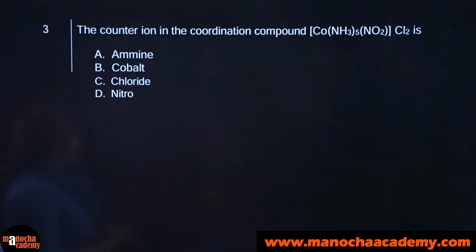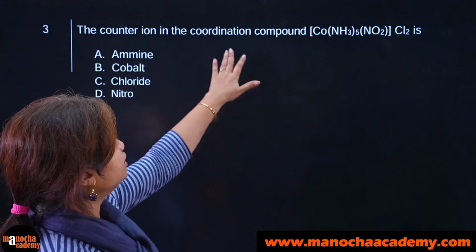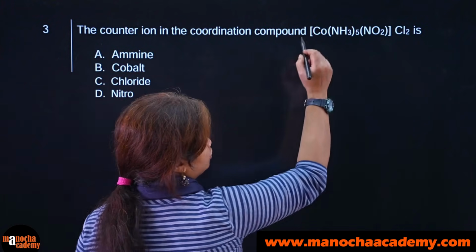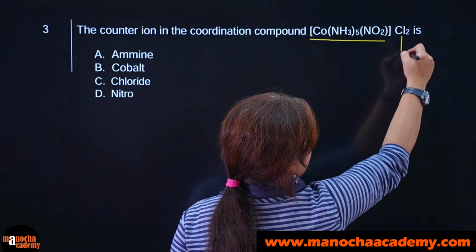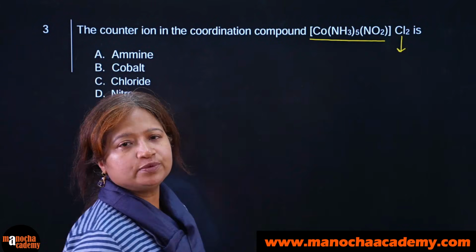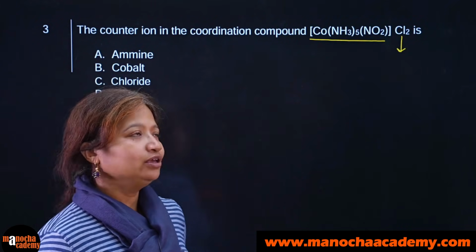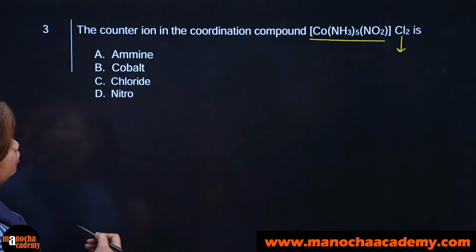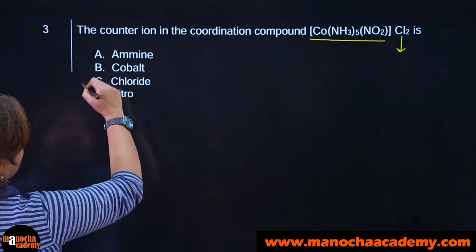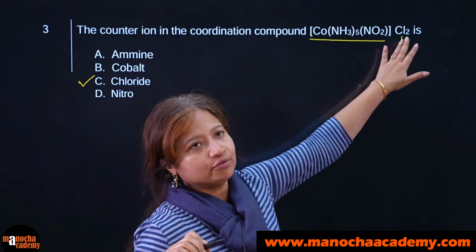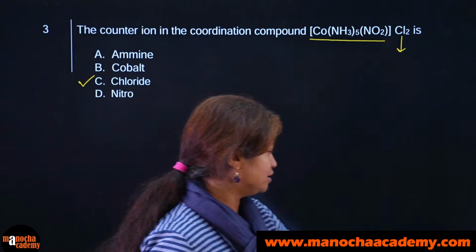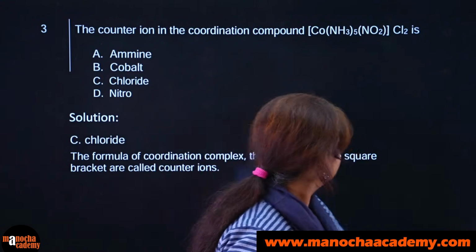Now, this is a very easy question we got, the third question. It is about the coordination compound, but still not to forget, this is the coordination sphere and this is the ionization sphere, and the ionization sphere contains the counter ion. So here the counter ion is chloride. We know that it's metal, ligands, counter ion. So that's the answer. Okay, this is done.